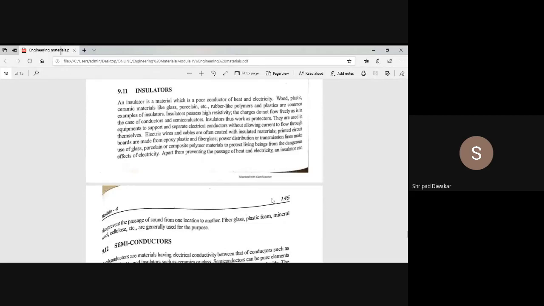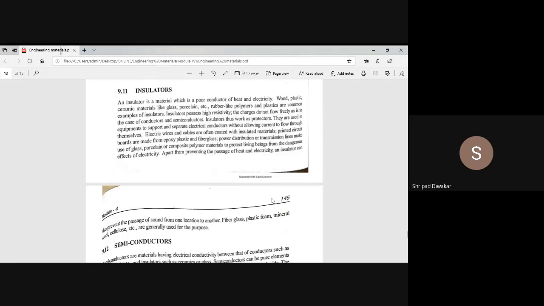So for example, your sellotapes, and then rubbers, then glass, means heat does not flow easily in insulating material. Wood, rubber, plastic materials are the main examples of insulator, means they are having high resisting characteristics. The electric charge does not flow freely as in the case of conductors and semiconductors.